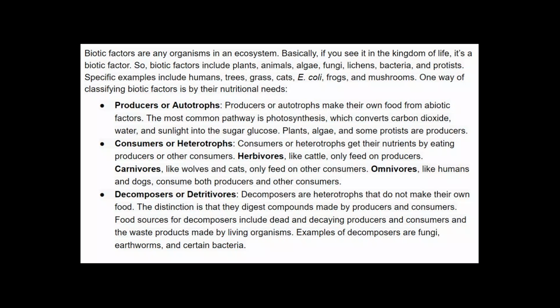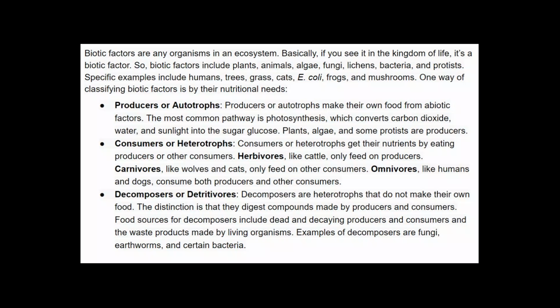So we can classify them as producers or autotrophs, and these make their own food from abiotic factors. The most common way is photosynthesis, which converts carbon dioxide and water and sunlight into sugar and glucose. Plants, algae, and some protists are producers. We can also call them photoautotrophs because they make their food using light. You have another type called chemoautotrophs, which get their energy from chemicals and use it to make, again, sugar and glucose and so on.